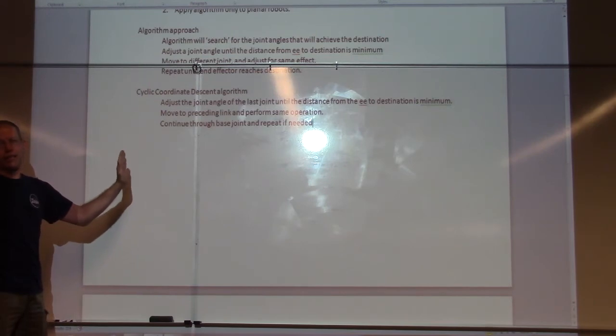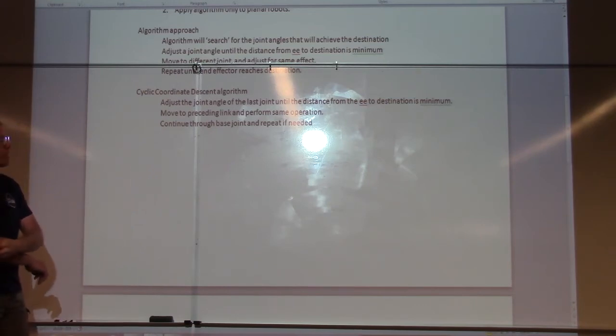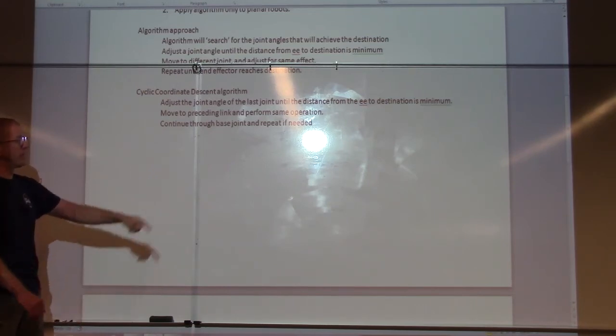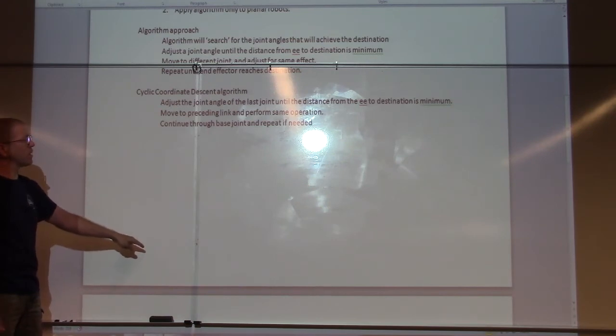Okay. The second and third time through, then you're just refining or minimizing the error, which very seldom requires a subsequent adjustment of every joint. That makes sense?